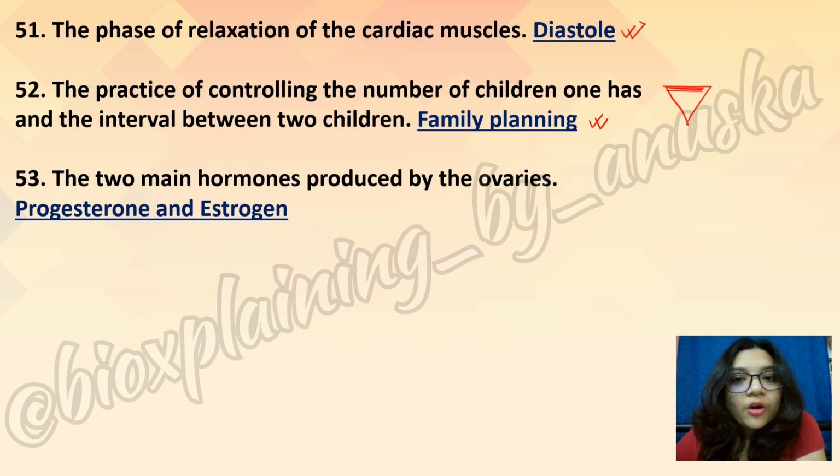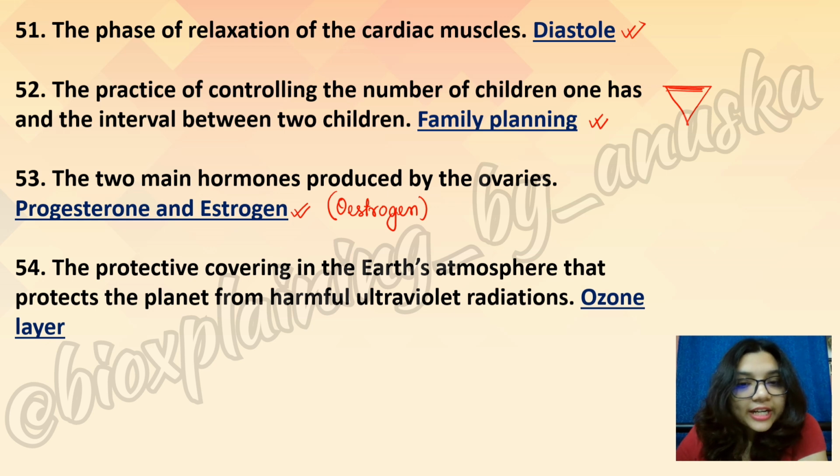Next. Two main hormones produced by ovaries. One is progesterone and the other is estrogen. A spelling starting with O for estrogen is also correct. Then, protective covering in the Earth's atmosphere, it is the ozone layer, ozone O3.